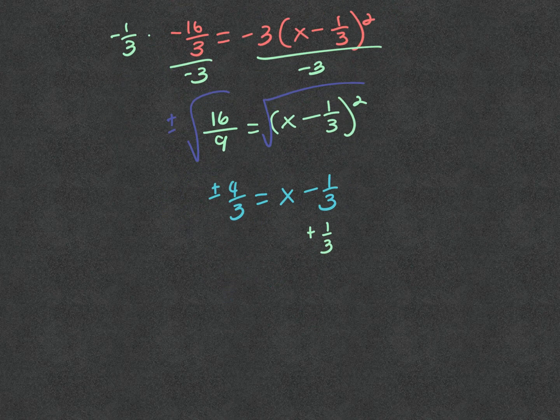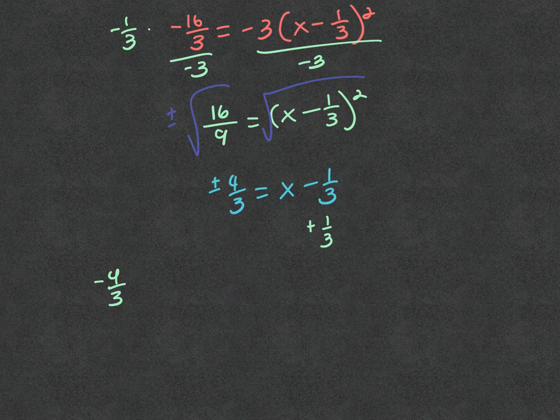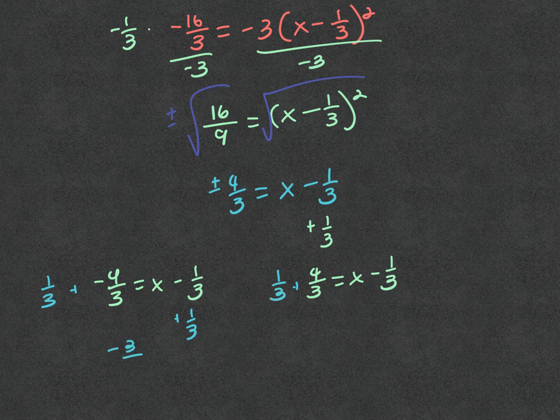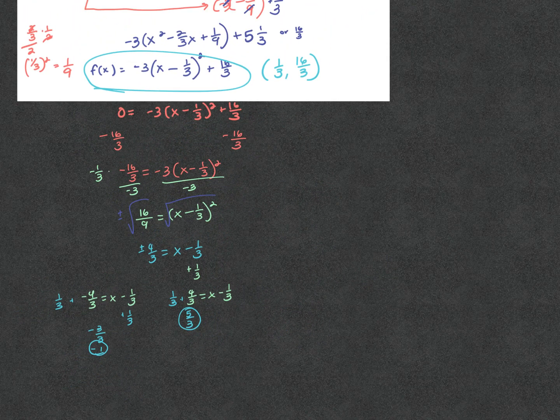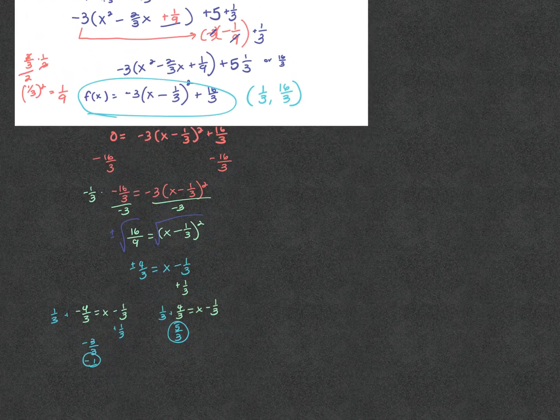So this is two equations. -4/3 equals x minus 1/3, and positive 4/3 equals x minus 1/3. Add the 1/3. So -3/3, which is -1, and 5/3. Those are my two x-intercepts. So I would have gotten the same thing if I factored.